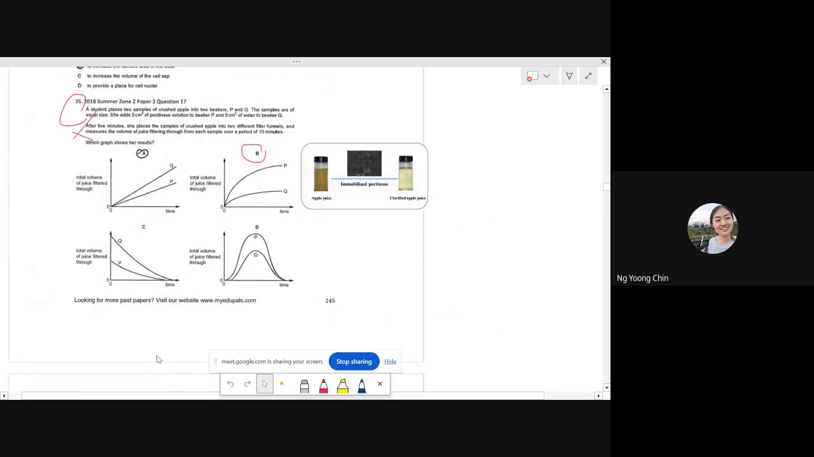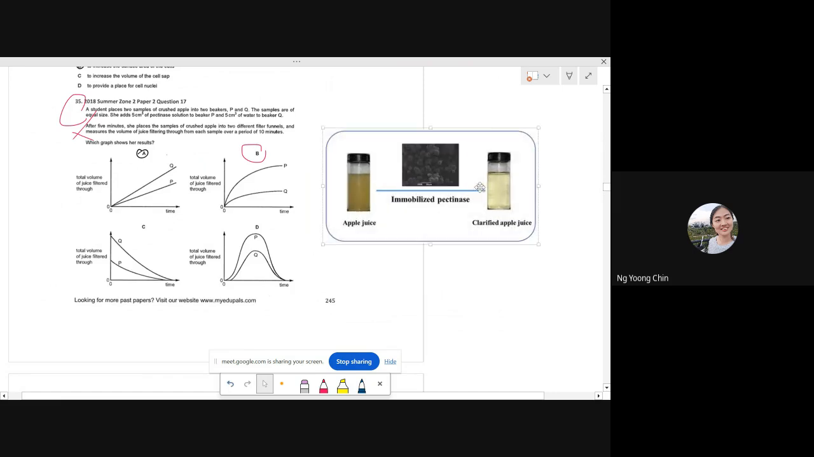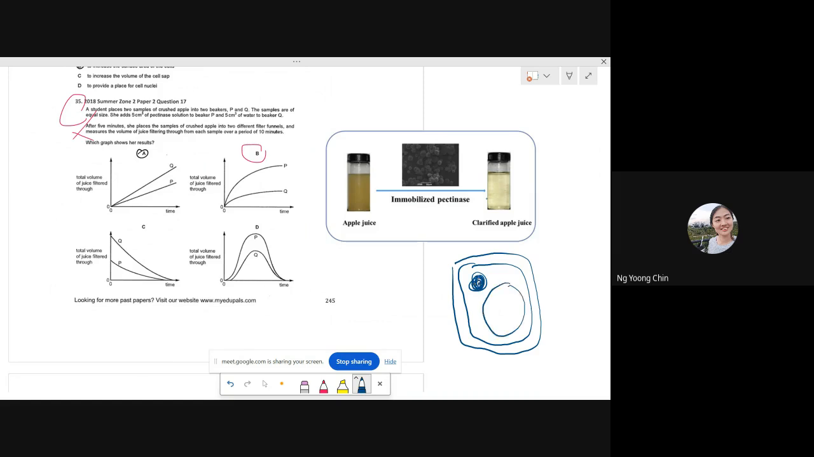Have you heard of a kind of enzyme known as pectinase? Have you heard of this enzyme before? Pectinase. So what is meant by pectinase? Pectinase is a kind of enzyme which helps to break down the cell wall of the plant cell. This is a plant cell, right? And then this is their cell wall.